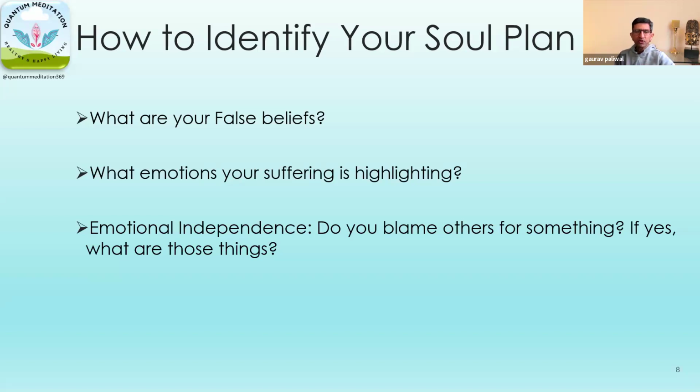Whatever suffering, as per you, in your life, identify what emotion is highlighting that. Again, we were talking about relationships. So if relationship is an issue, find out what it is. You cannot make friends or friends leave you, right? So you try your best, but people come to you and then they go away. Or what is it? What is that emotion? Is it related to communication? Is it related to your working with people? Is it your ego? What is it? And look into your emotional independence. Do you blame others for something? If yes, what are those things?